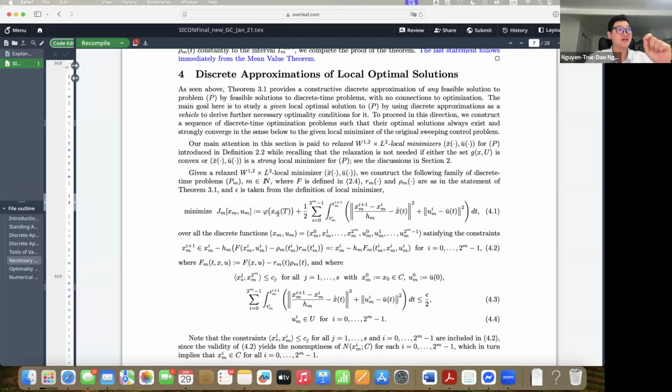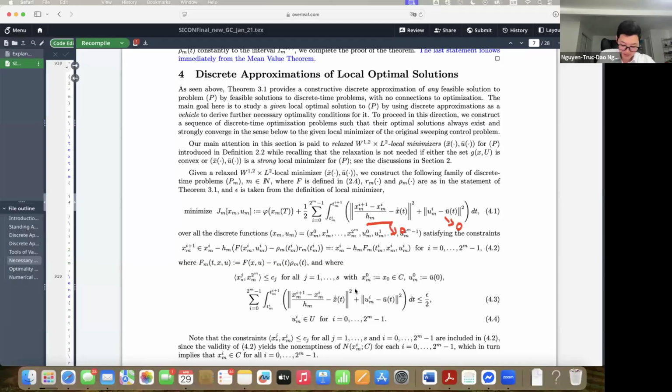Instead of x, you just replace x by xm. Instead of u, you replace it by um. And then for the running cost, you add this term because when m approaches infinity, this term goes to zero and this term goes to zero. So that's why the tail here goes to zero and it approaches our original cost functional, right?